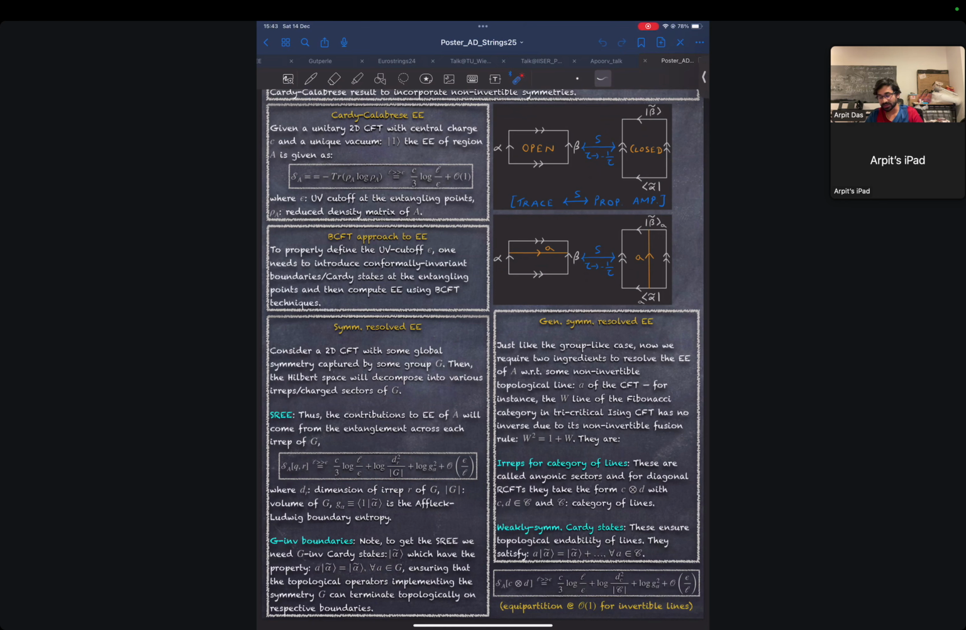We need irreducible representations for this set of lines, or category of lines, and it turns out that these are of the form C cross D, where C and D are lines, and this was done by Tachikawa et al. Furthermore, we also need the concept of weakly symmetric Cardy states, which when acted upon by these lines give you back the state plus something extra, and this something extra captures the non-invertibility. With this in mind, we get an expression like this, generalizing the Cardy formula, where we have this log piece which captures the quantum dimension of the lines and the total quantum order. Note that for invertible lines, where the quantum dimension is 1, we see equipartition of entanglement at order 1 across all the sectors.